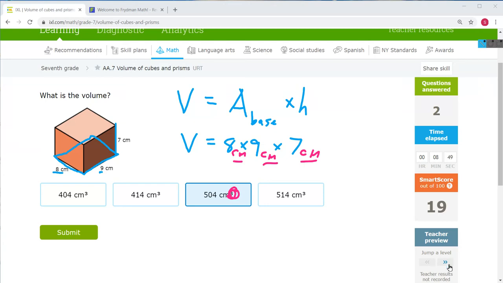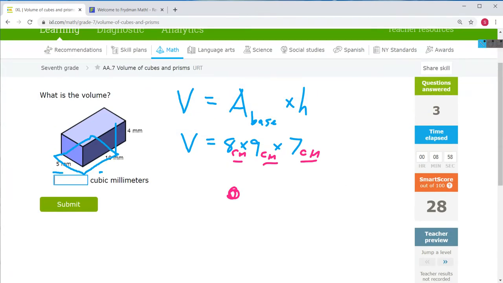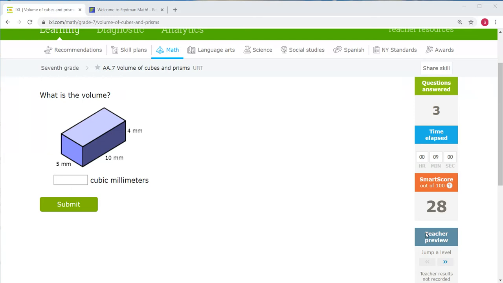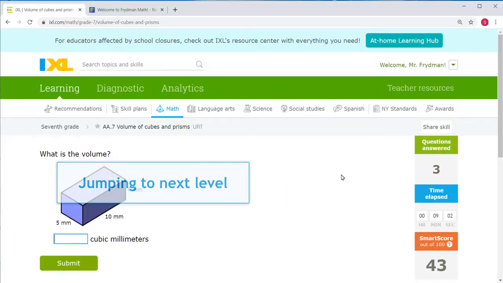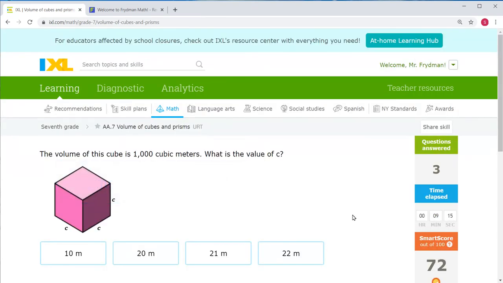Okay, I'm going to jump ahead to the next level. Well, let me take a look at the next problem and see if it's different. No, this one's the same, so I'm going to jump ahead to the next level. What is the volume? This one also looks to be the same, so I'm going to jump ahead again. This skill is not particularly difficult. Going to jump ahead to the next level.